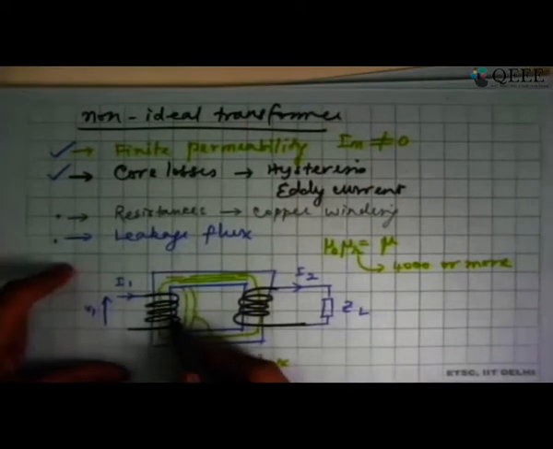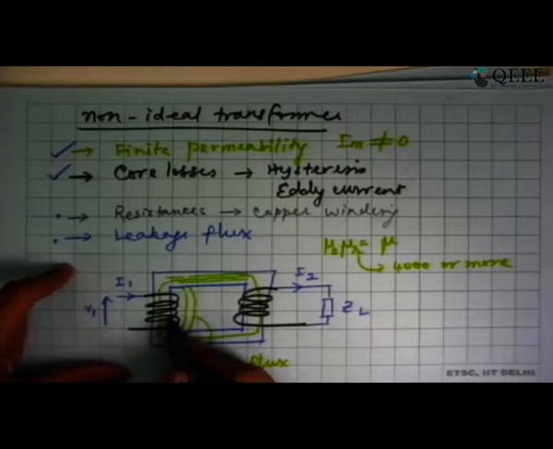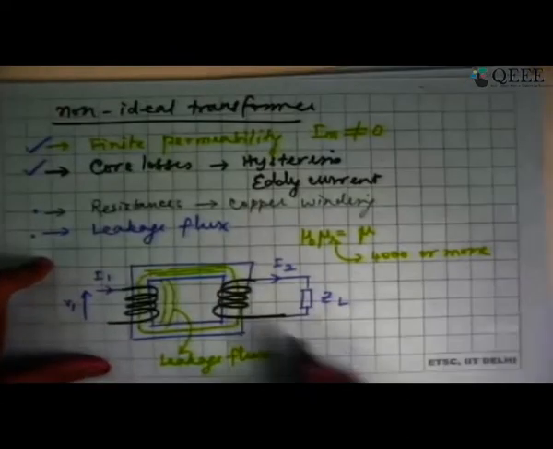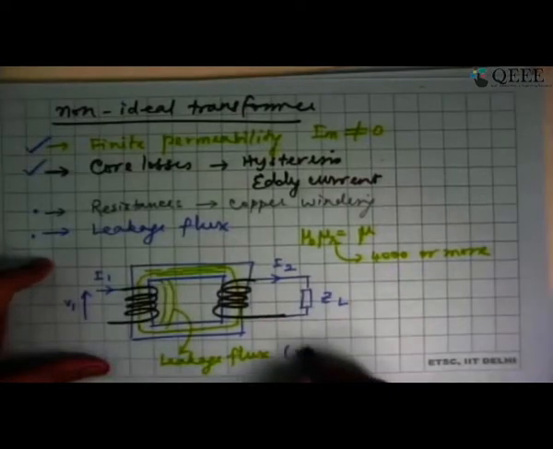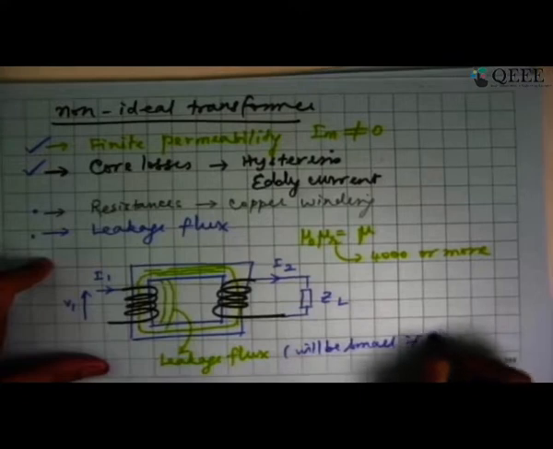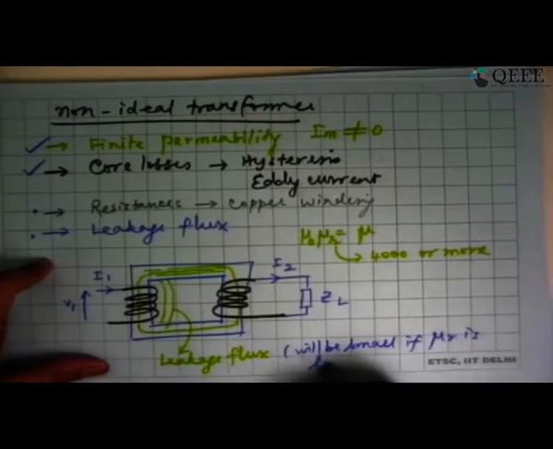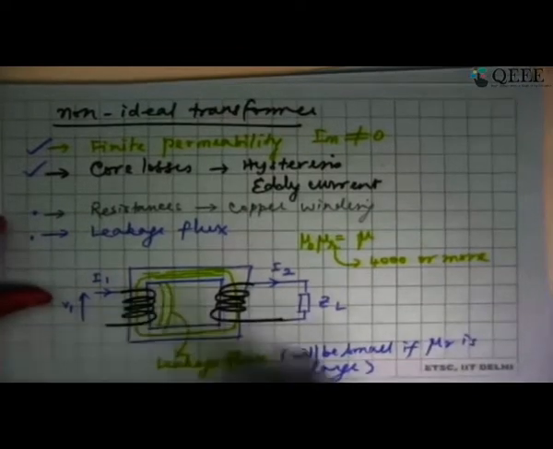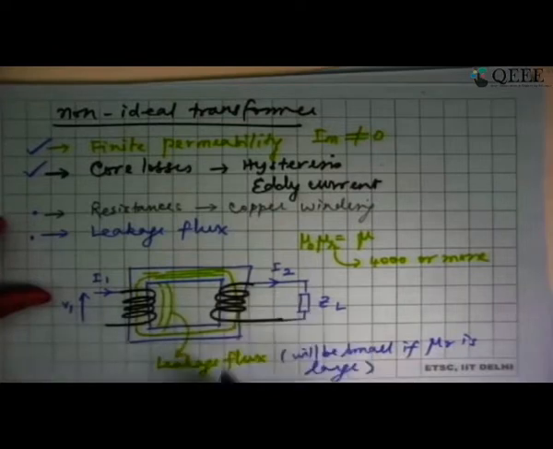If it is only belonging to primary, it will only induce an EMF in the primary. There is no induction in the secondary. So the leakage flux will be small if mu R is large. Mu R is large, all right, but still I'm going to have at least a few lines leaking like this, and this is not going to contribute towards the voltage induction on the secondary side. That is the major problem.